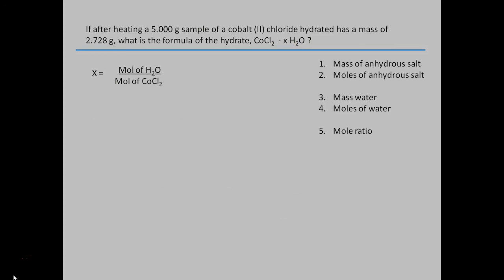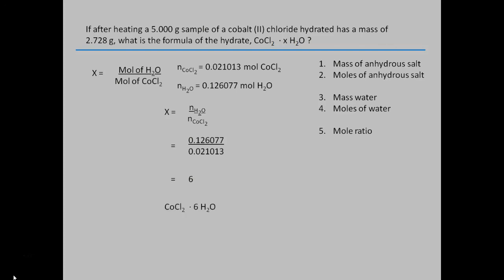So now I know my moles of both my anhydrous salt and my water. I'll just plug it into my relationship, and I see that I have a value of X, which is 6. What that tells me is that for every 1 cobalt(II) chloride that crystallizes out, 6 water molecules crystallize with it. So this would be my formula for my hydrate.